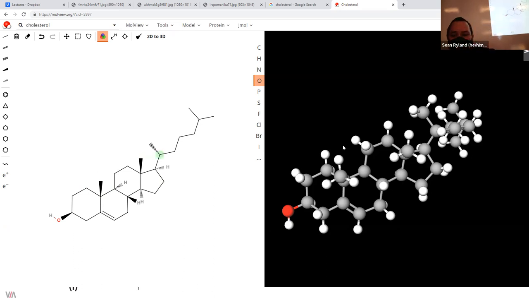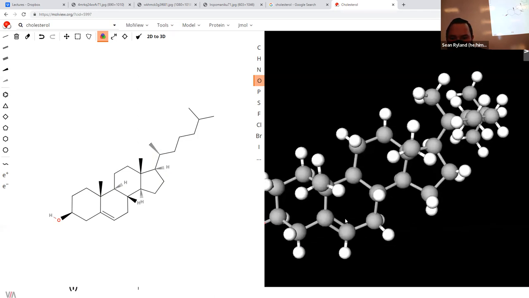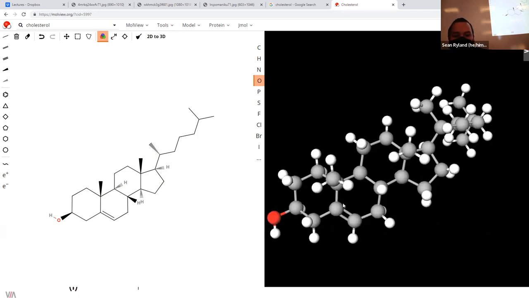Is it possible for the double bond right there, the pi bond right there at the bottom, to go through one of these mechanisms in our body? Yeah.